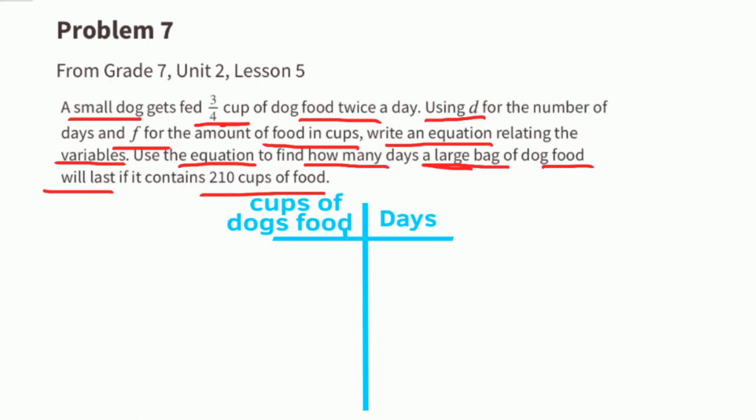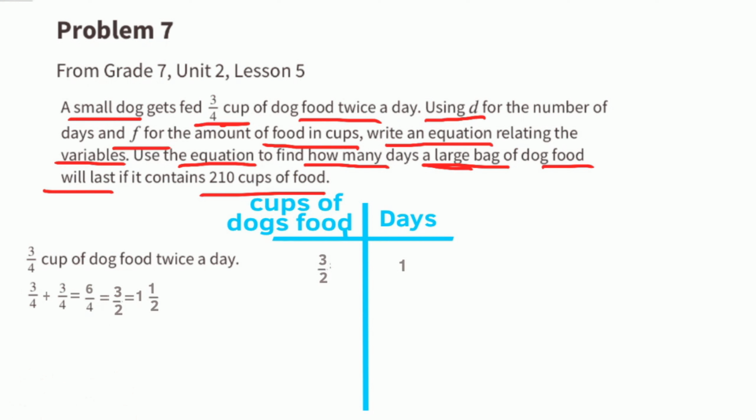I could start by making a table. On the left-hand side, I have cups of dog food. On the right-hand side, I have number of days. The dog gets fed 3/4 of a cup of dog food twice a day. So that would be 3/4 plus 3/4 equals 6/4, which is equivalent to 3/2 or 1.5 cups. That means that the dog eats 1.5 cups of dog food each day.